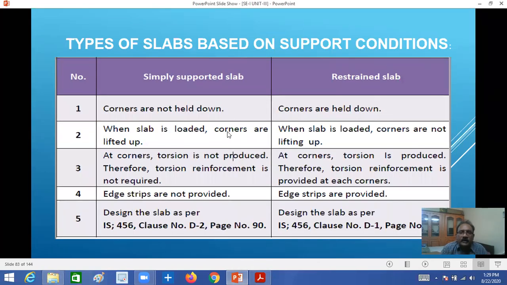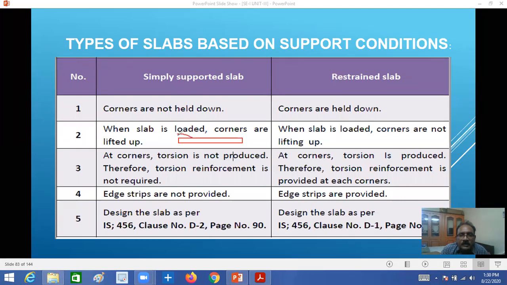What is the difference between a restrained and a simply supported slab? In a simply supported slab, corners are not held down. Restrained means corners are held down. Okay, and when the slab is loaded, corners are lifted up. Whenever there is a load in the middle, the edges will lift. If you see this slab, if there is a load, you will see a slight deflection.